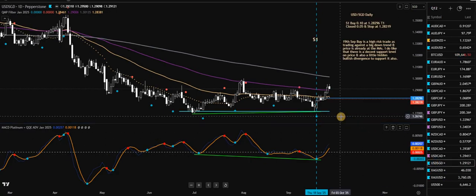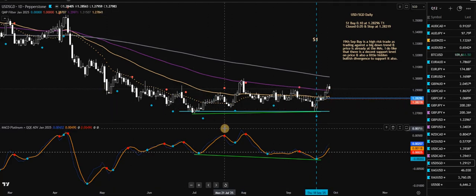USD Singapore dollar in a buy trade here on the 19th of September. MACD platinum through the zero level, and exactly that on Friday I closed half and brought a stop up in play because I haven't got any previous trades on this pair any longer.